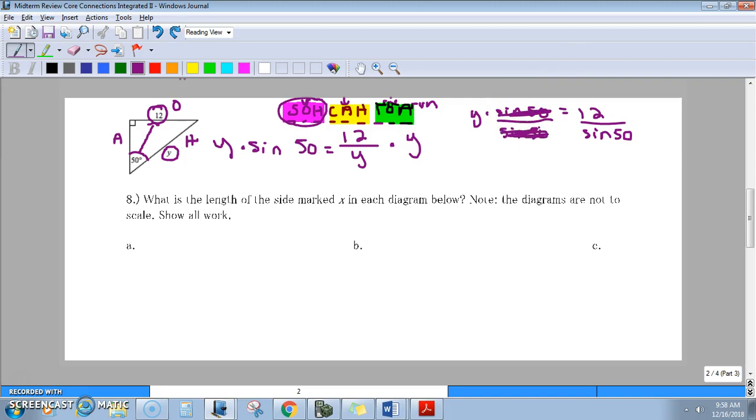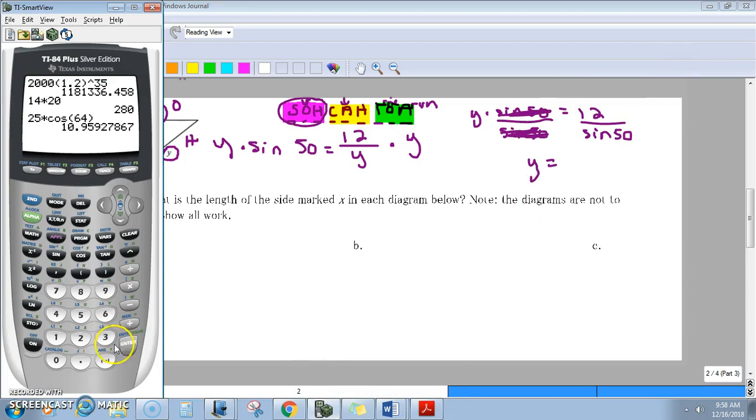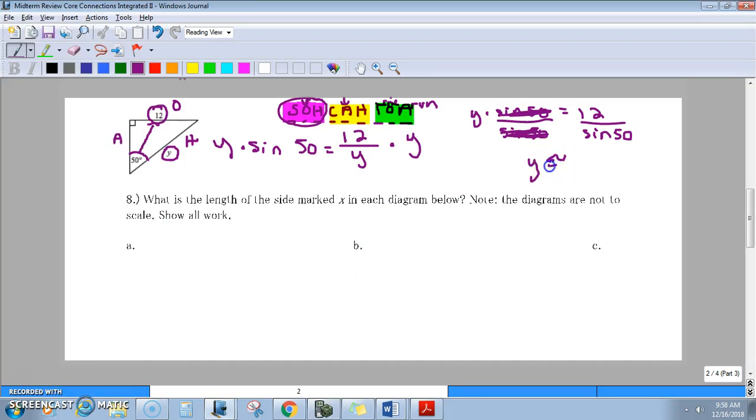So what we have here is y is equal to 12 divided by sine of 50. So I put in 12 divided by sine of 50, just like this, and enter, approximately 15.66. So we'll change this to be approximately 15.66, whatever units they're using there.